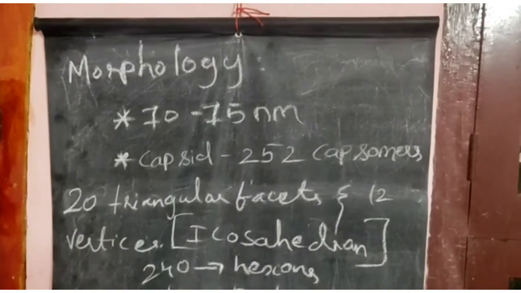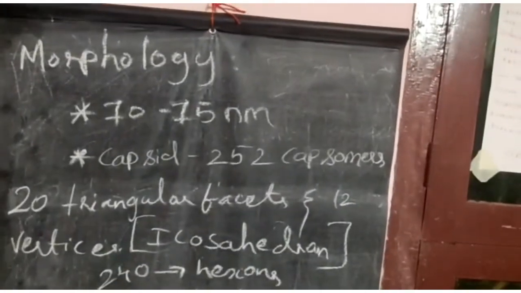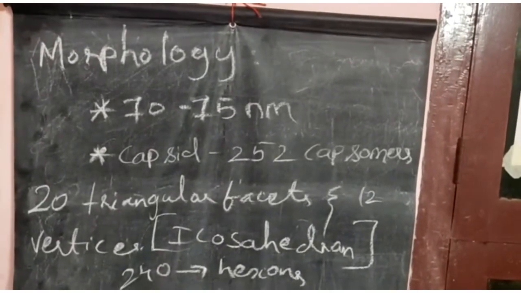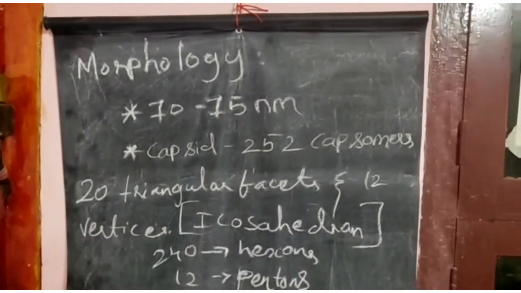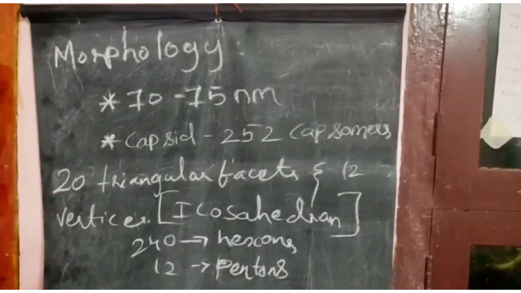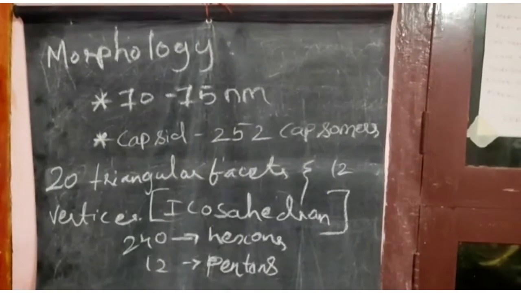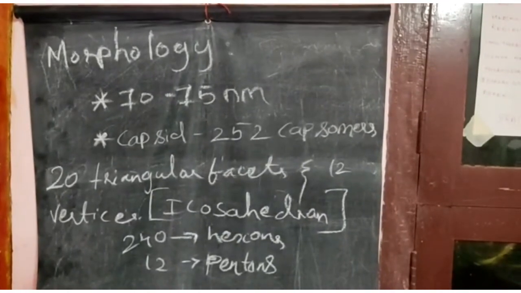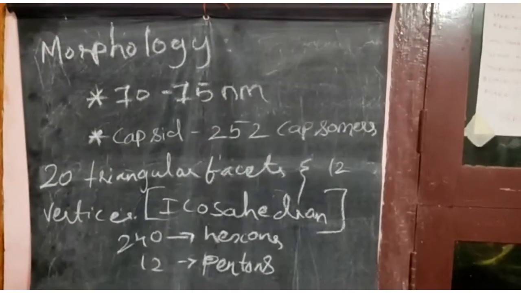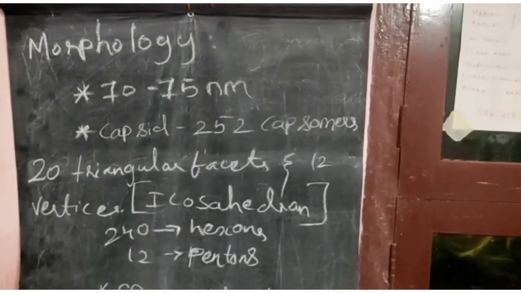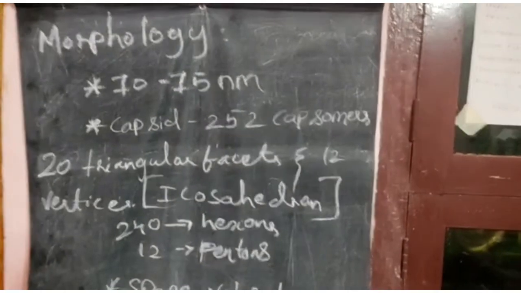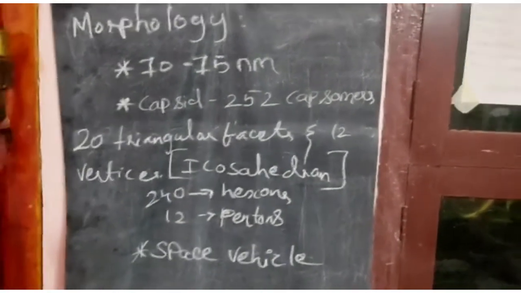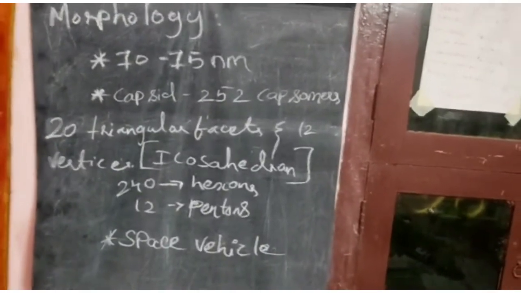Let's go to the morphology. It has a characteristic morphology. It is about 70 to 75 nanometers in size, and it has a capsid composed of 252 capsomeres, arranged in the shape of an icosahedron with 20 triangular facets and 12 vertices. Of the 252 capsomeres, 240 have 6 neighbors, so they are called hexons, and the 12 at the vertices have 5 neighbors and are called pentons. Also, the virus looks like a space vehicle.